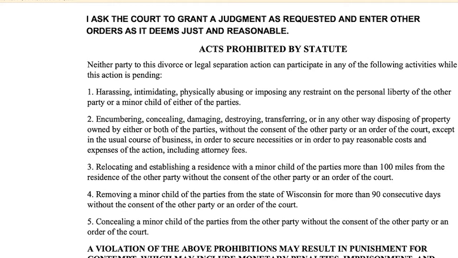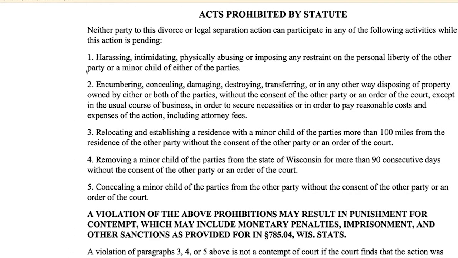So here's the part where you ask the court to grant you a judgment as requested. And the court will want to grant the judgment and enter any other orders it deems just and reasonable. And then you have your big warning. This is how the court expects you to behave, because it's the law, once you file this petition. It's almost like, I wouldn't call it an injunction, but just a warning. You're not supposed to harass or abuse your spouse or the children.